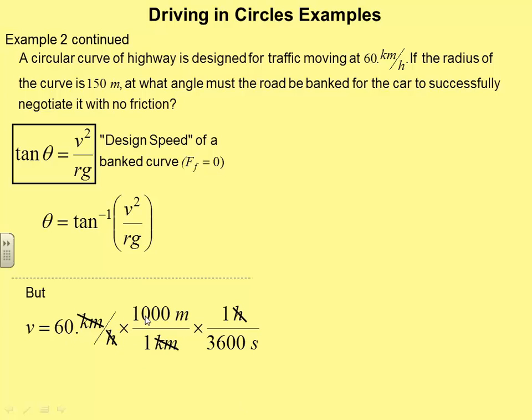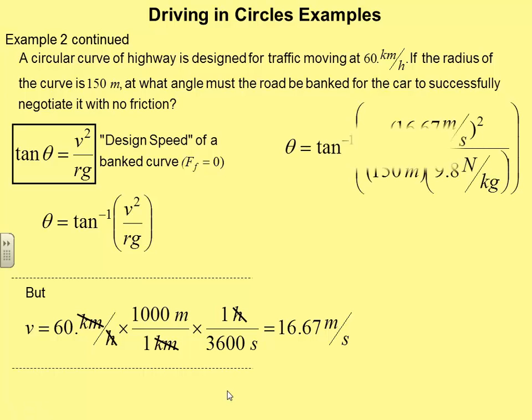So if you take 60 times 1,000 divided by 3,600, you get about 16.67 meters per second. Plug all those numbers into the equation. Be careful that you put parentheses around things, so you have to calculate this first, then take the inverse tangent. And you get a reasonable angle of 11 degrees.